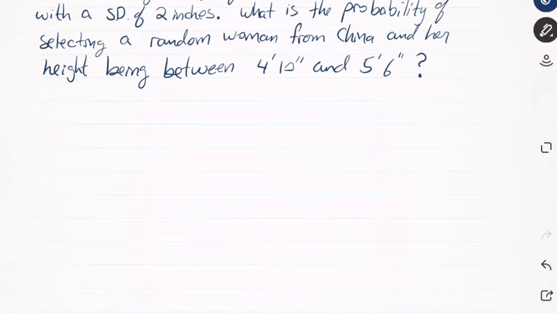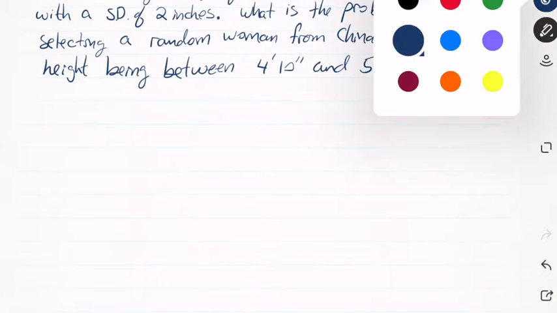So let's put these two ideas together using the 68, 95, 99.7 rule and the formula z equals x minus x bar over the standard deviation. Because they kind of interrelate to each other. One of them is talking about standard deviations away from the mean, and the other one tells you standard deviations away from the mean. So let's look at this problem.